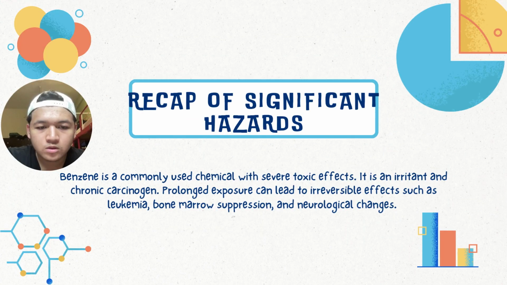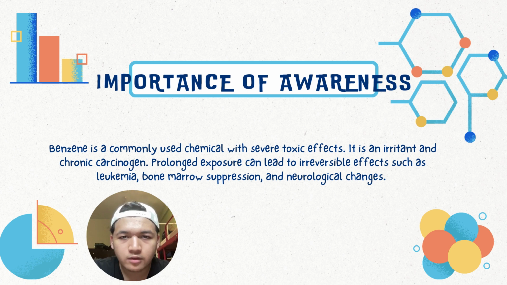Okay, next I want to talk about the summary or conclusion. First, let's talk about a recap of significant hazards. Benzene is a commonly used chemical with several toxic effects. It is an irritant and chronic carcinogen. Prolonged exposure can lead to irreversible effects such as leukemia, bone marrow suppression, and neurological changes. Next, we have importance of awareness.